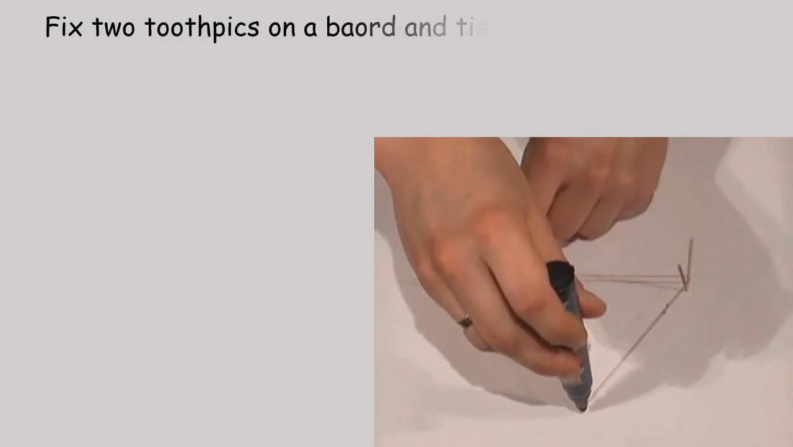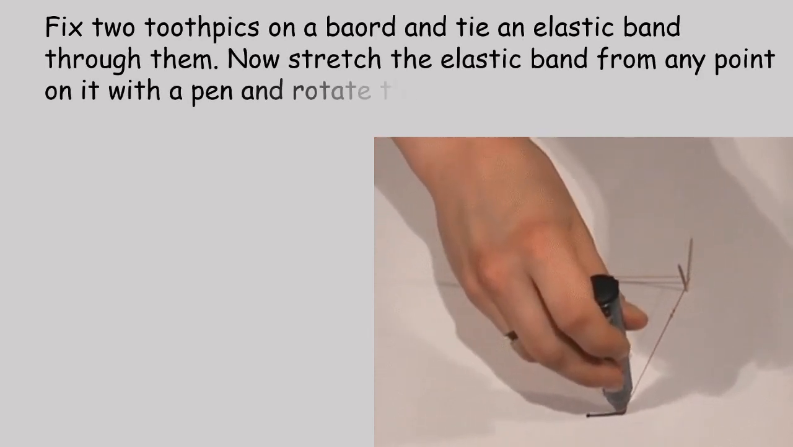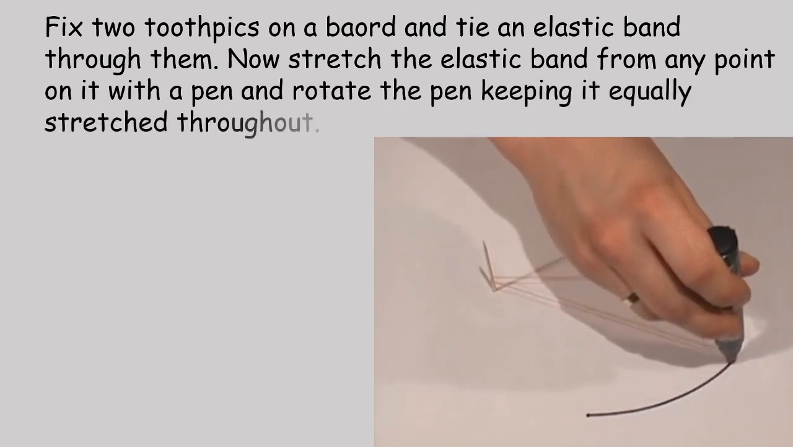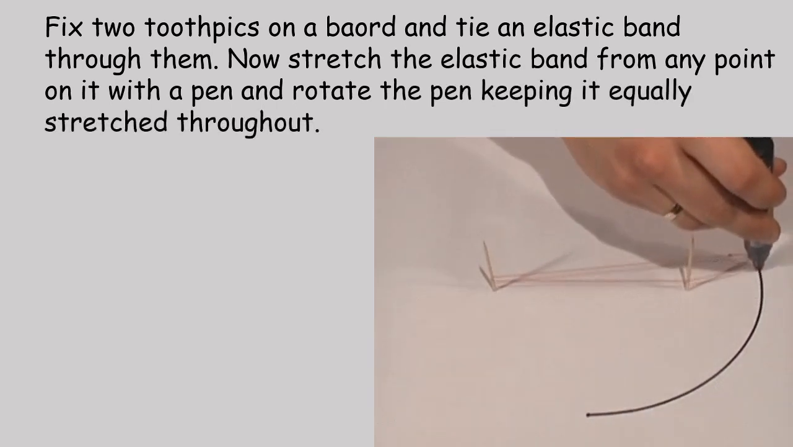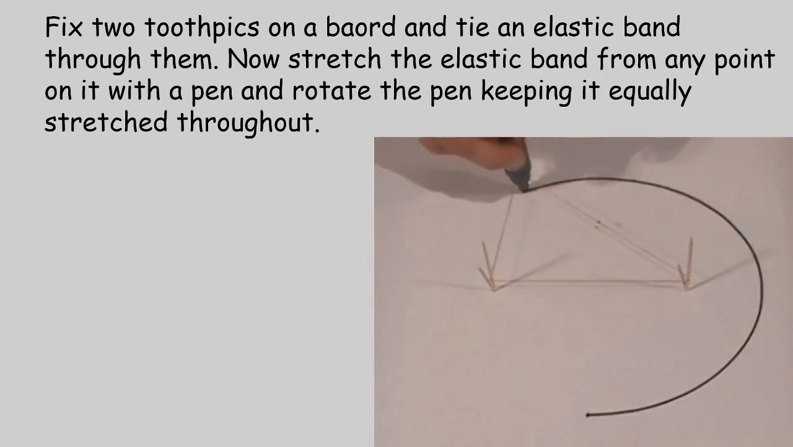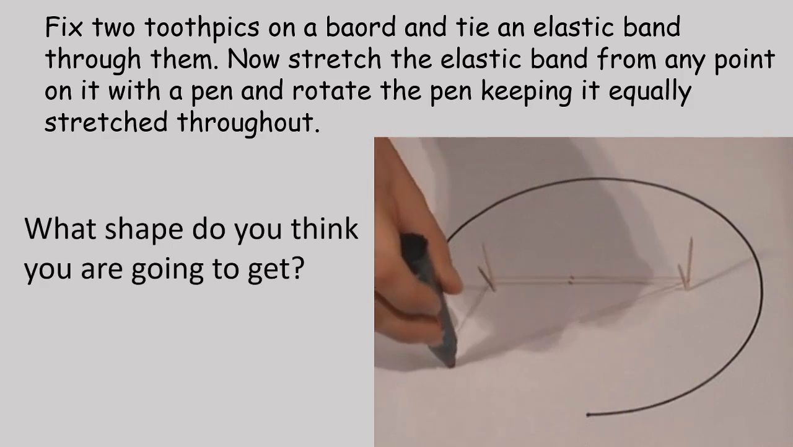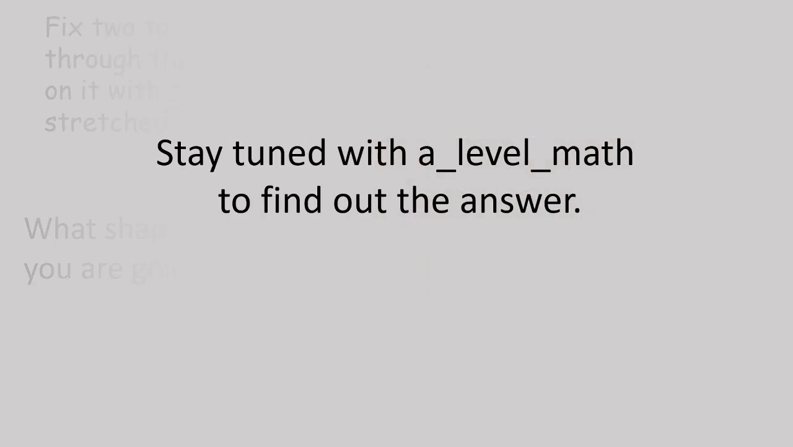Remember on Instagram I asked you that if you take two toothpicks and place them on a board and tie an elastic band and then stretch that elastic band and move it with a pen or pencil such that it's equally stretched throughout, then what is the shape that you're gonna get? So to know the answer, stay tuned.